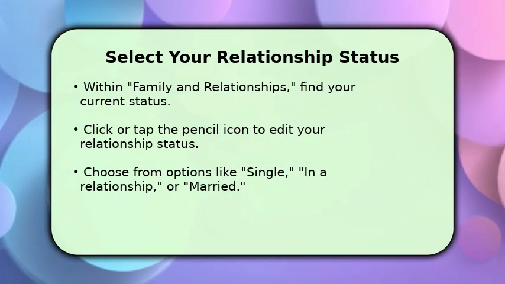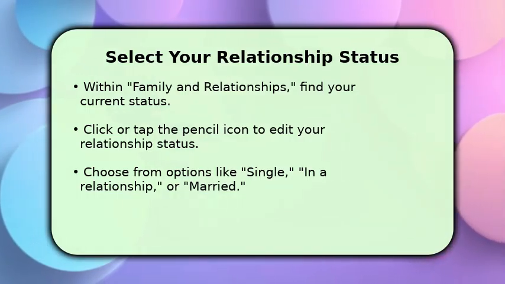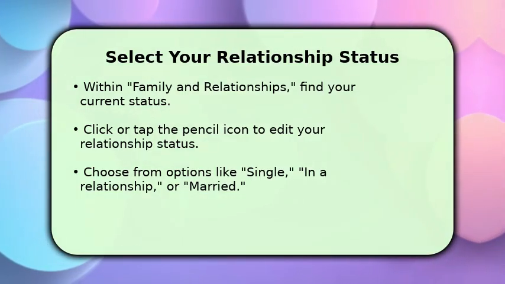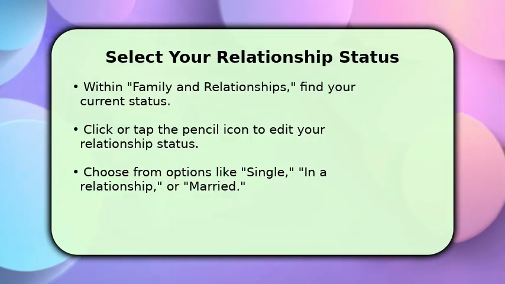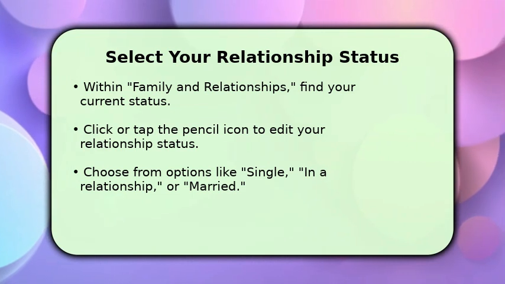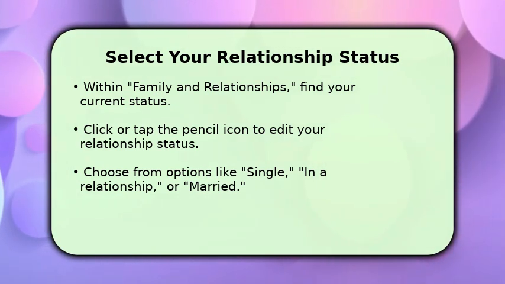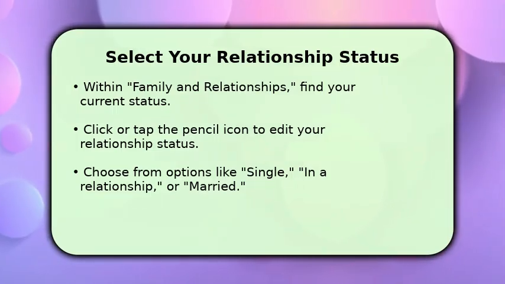Now, let's update your status. In the Family and Relationships section, you'll see your current relationship status or an option to add one. Click or tap the small pencil icon next to it to open the editing menu. Here, you can select from a variety of statuses, such as single, in a relationship, married, or engaged. You also have the choice to add your partner's name and specify the year the relationship began.